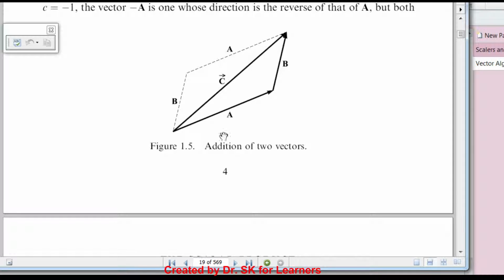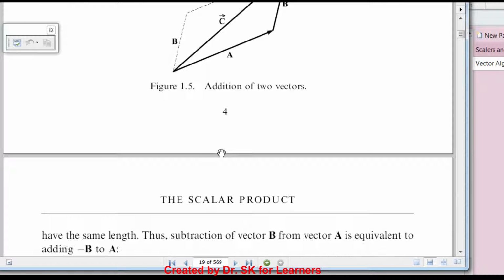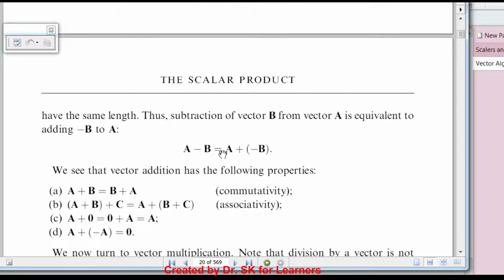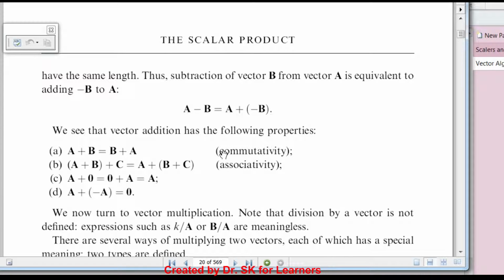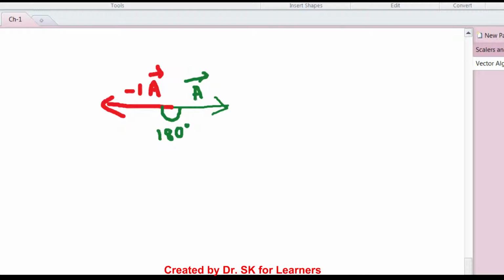So we'll discuss how this vector addition works at a later time. Now we are coming to the subtraction. You see, subtraction a minus b can also be written as a plus minus of b. So from here, minus of b means b in a reverse direction.